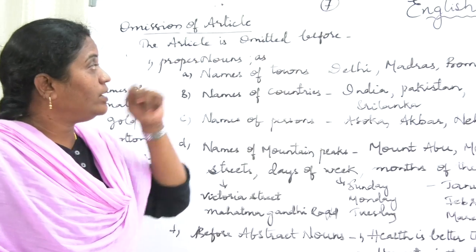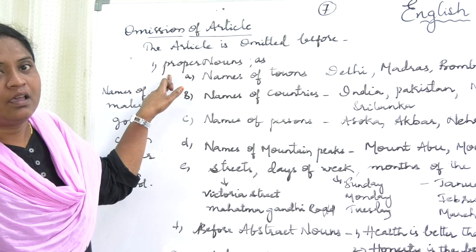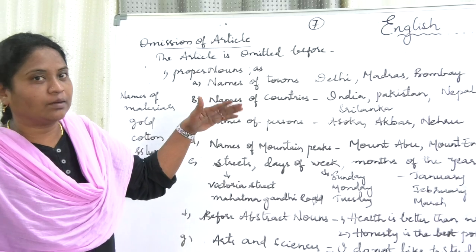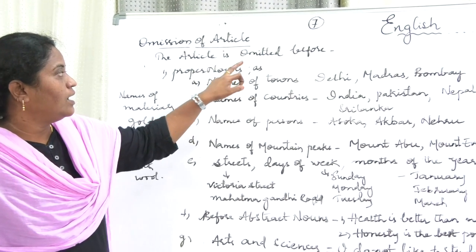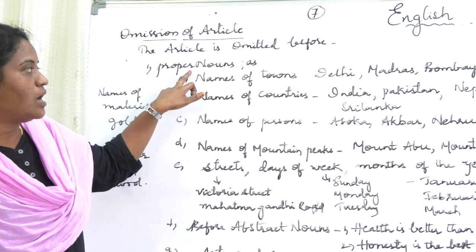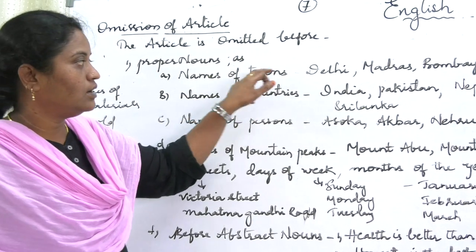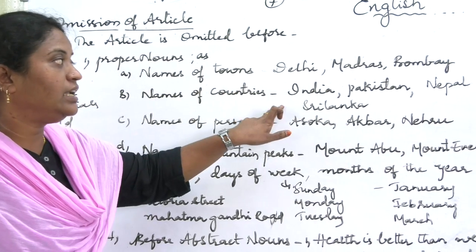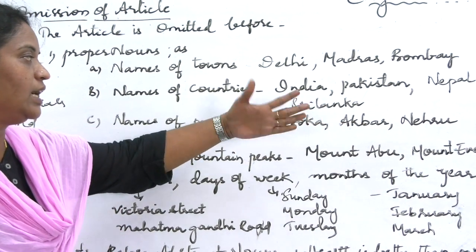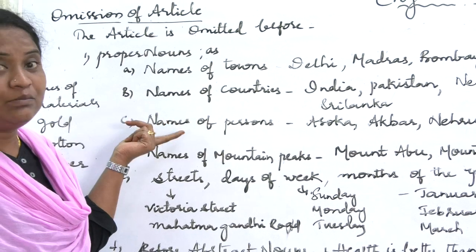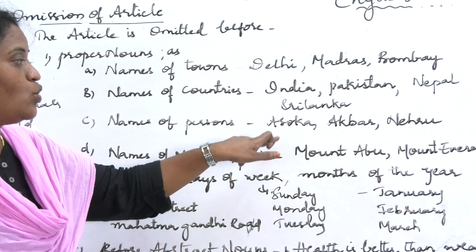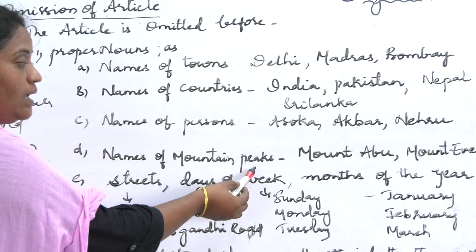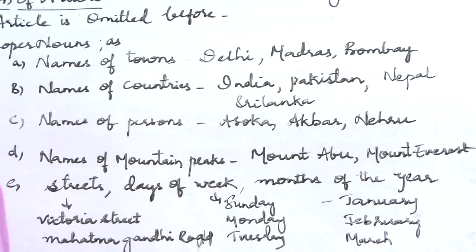The article is omitted before proper nouns. What are proper nouns? Particular name of the person, place or a thing. They all come under proper nouns. Okay? Article is omitted before the proper nouns like name of towns, Delhi, Madras, Bombay, names of countries like India, Pakistan, Nepal, Sri Lanka, etc. And also before the names of the persons like Ashok, Akbar, Nehru, and also before the names of the mountain peaks like Mount Abu, Mount Everest.